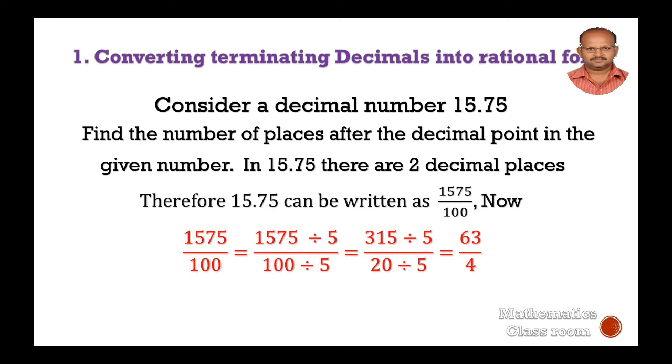Dividing numerator and denominator by 5, we get 315 by 20. Then after dividing numerator and denominator by 5 again, finally we get the answer 63 by 4. 63 by 4 is the rational form of 15.75.